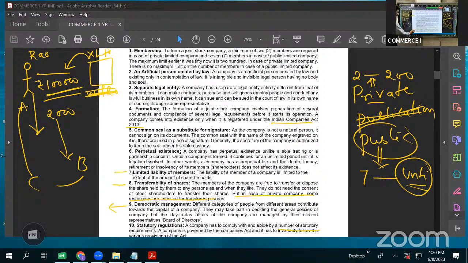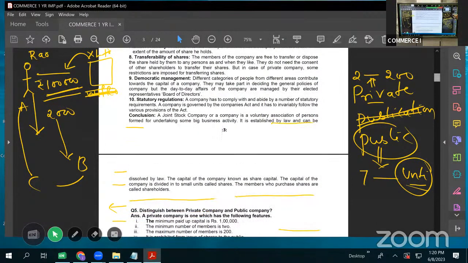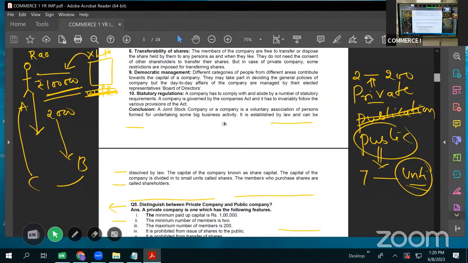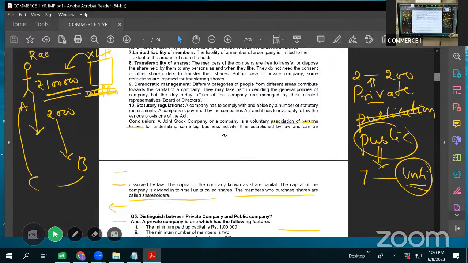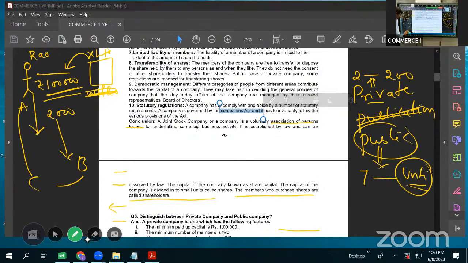Next, statutory regulations. Statutory means the ones which are issued by government. Statutory rules are the ones issued by government. So in case of a company, all the regulations are to be strictly followed. All the rules and regulations issued by the government or the Companies Act are to be followed by all the registered companies.